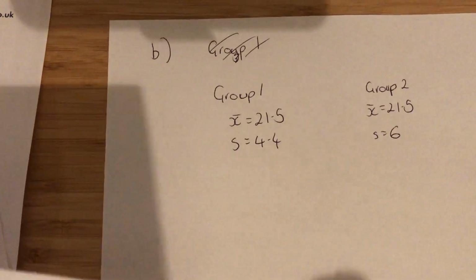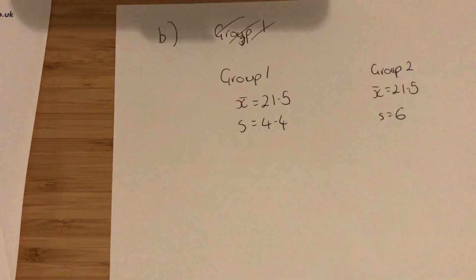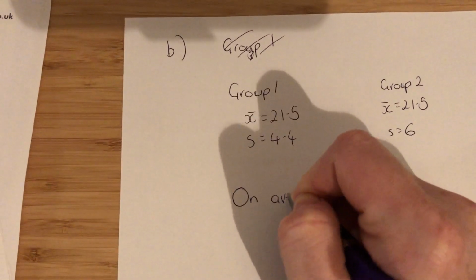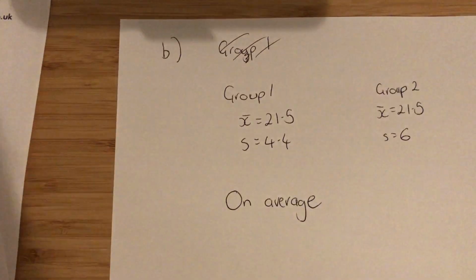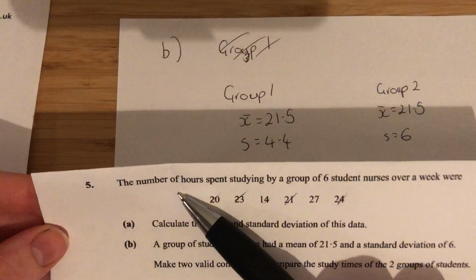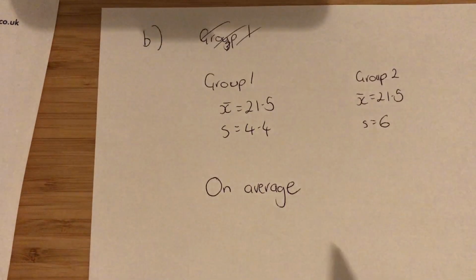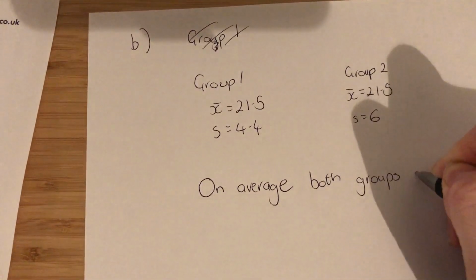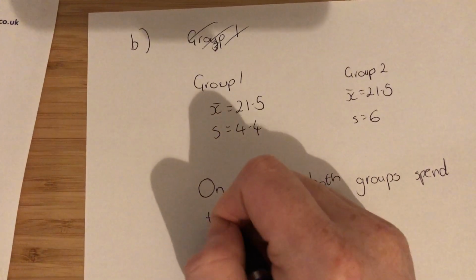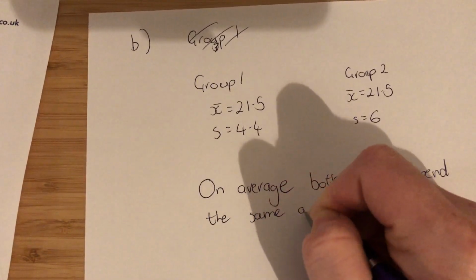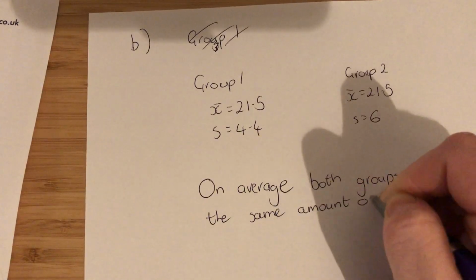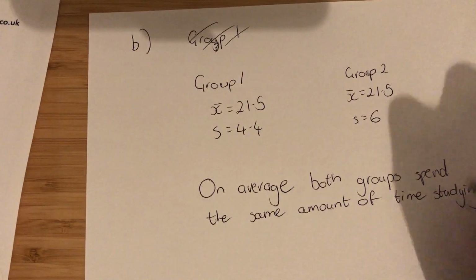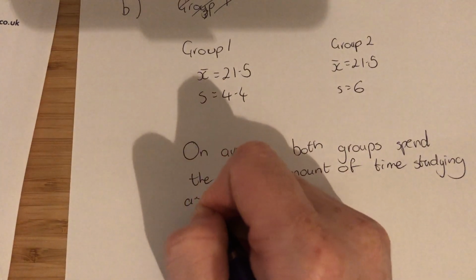So when you're comparing the means, you always start with "on average". Comparing the means here, 21.5 and 21.5, on average. You go back to the context, the number of hours spent studying. On average, both groups spend the same amount of time studying. And the reason we know that is because the means are the same.